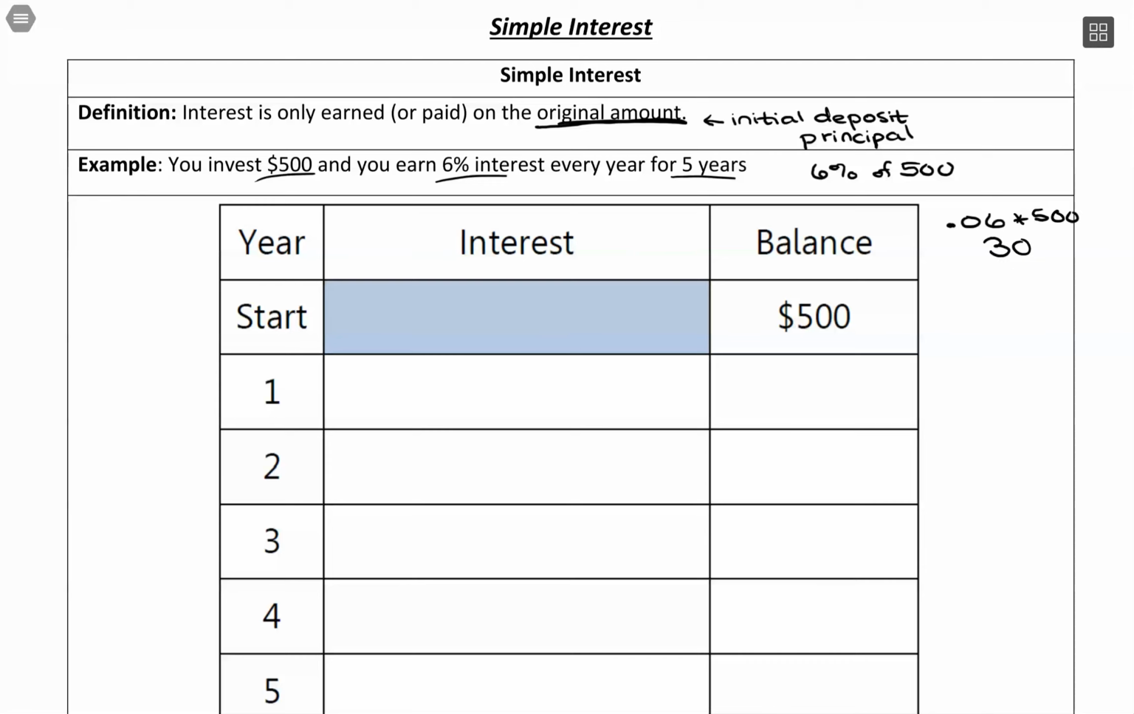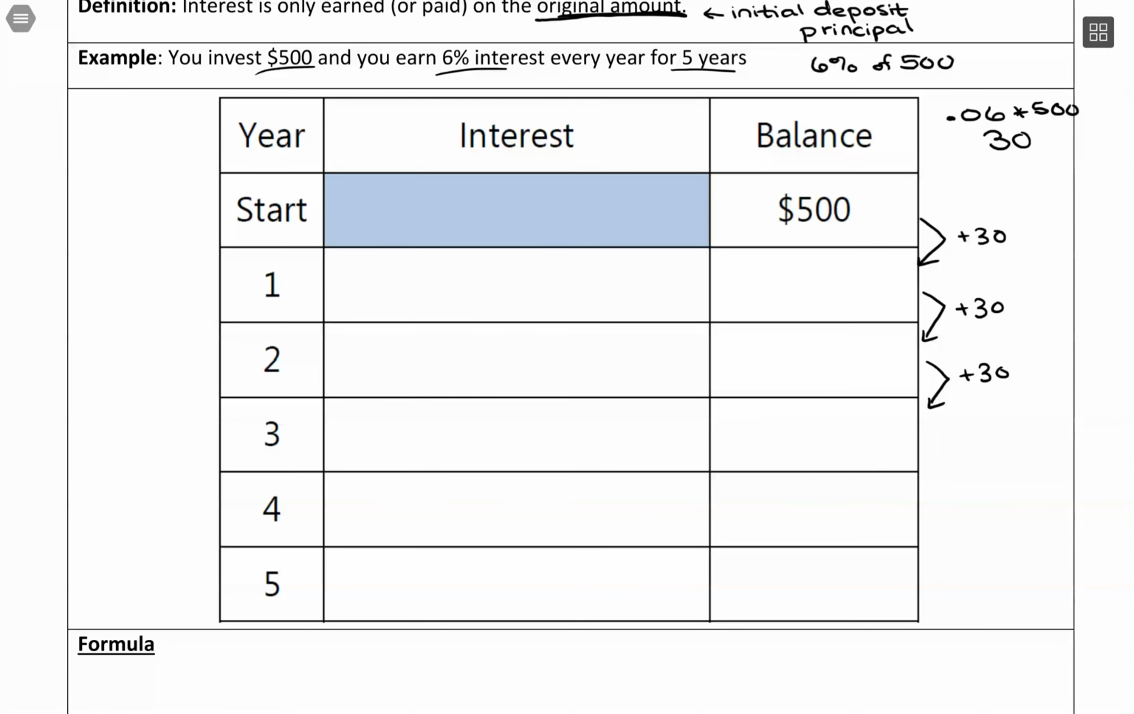So with a simple interest account, this $30, that's what we're going to be adding every year. So to the next year, we'll add 30, and to the next, and so on and so forth. So I can start filling out this table of this would be 530 in the account after year 1, 560, 590, 620, 650. So I didn't even really need to do much calculation. With simple interest, you can just find that initial or what you're going to be adding on for interest, and it stays the same year to year.